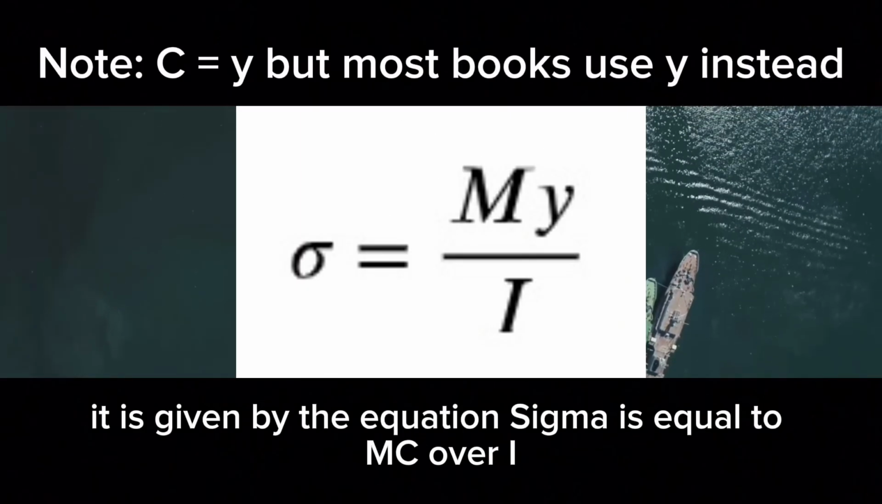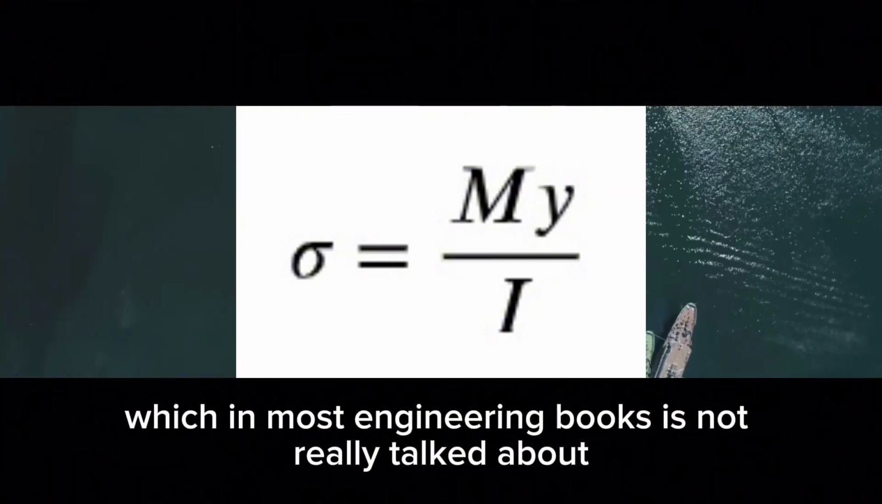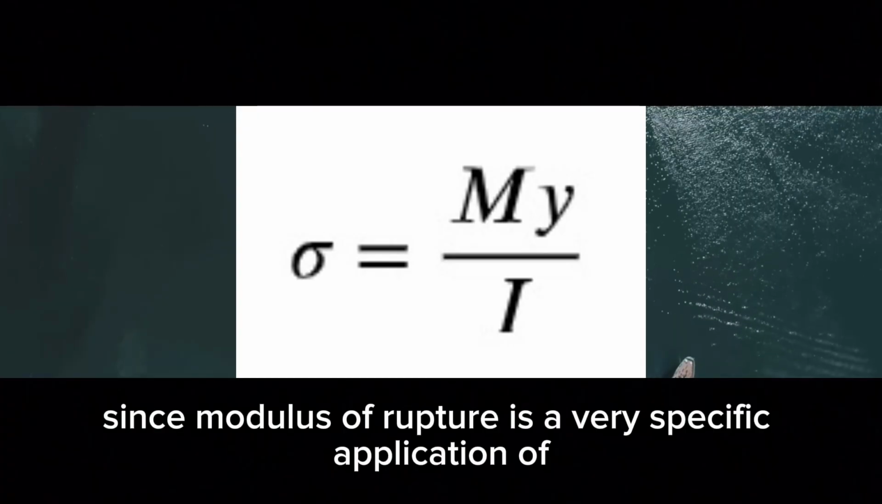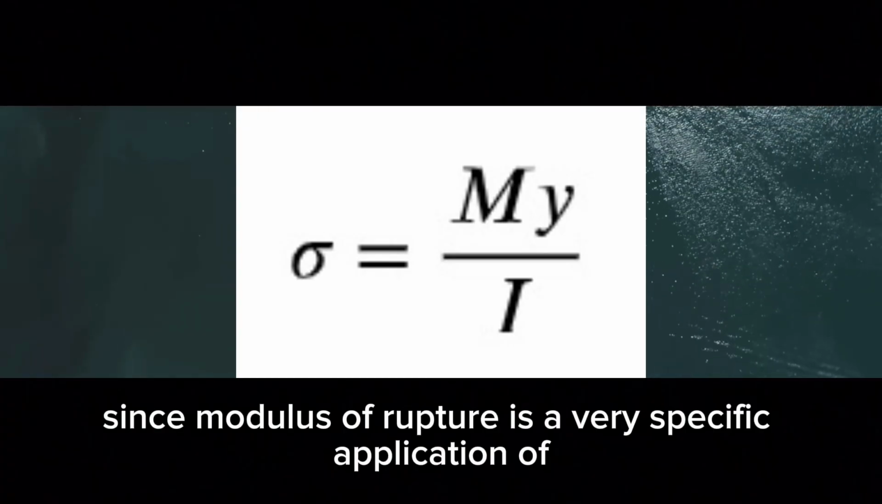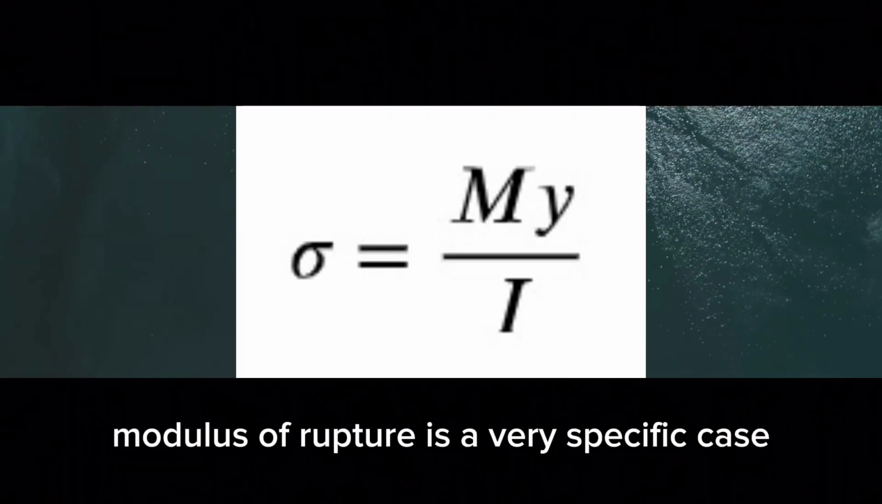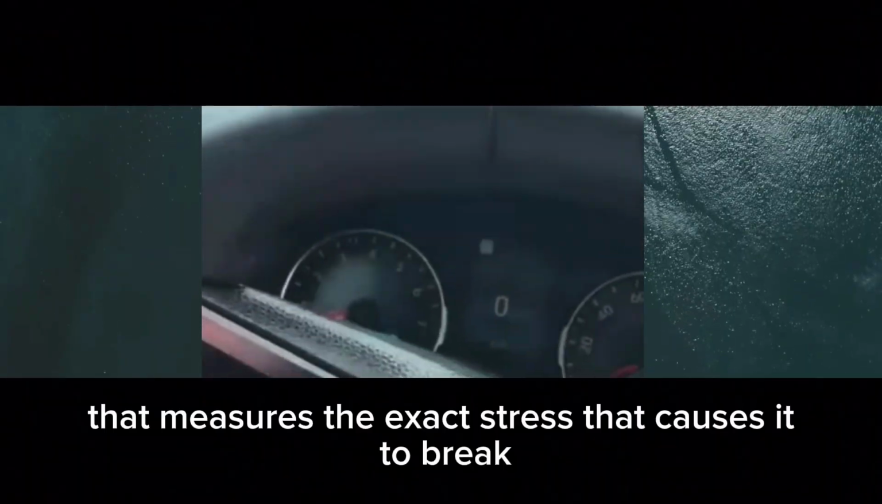It's given by the equation sigma is equal to Mc over I, which in most engineering books is not really talked about, since modulus of rupture is a very specific application of sigma equals Mc over I, where modulus of rupture is a very specific case that measures the exact stress that causes it to break, and most of the time we don't worry about it breaking, but rather buckling, which is considered a mode of failure.